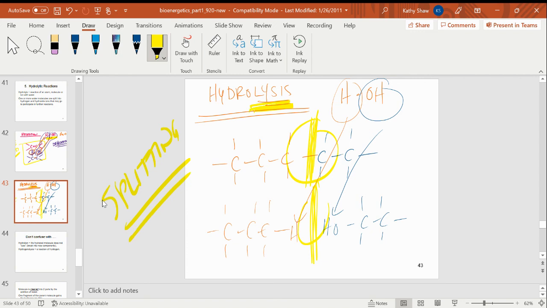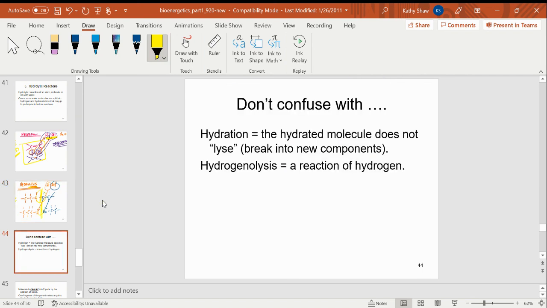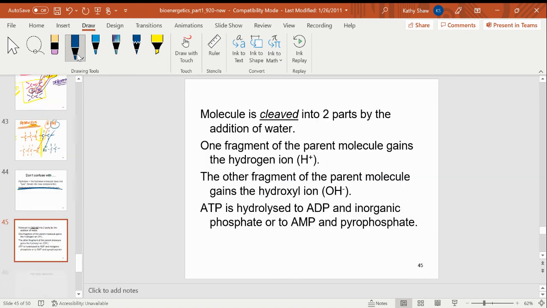If you get asked anything else, hydrogenolysis, whatever, it's not. The reactions we're going to do that you're going to get asked about are going to be hydration and hydrolysis. Don't worry about hydrogenolysis, whatever that is. It's nothing we're going to do.